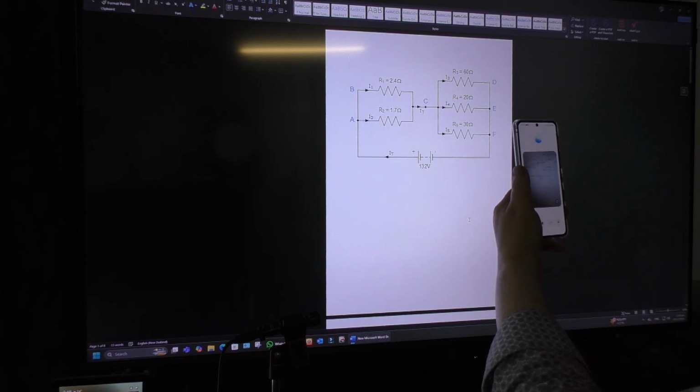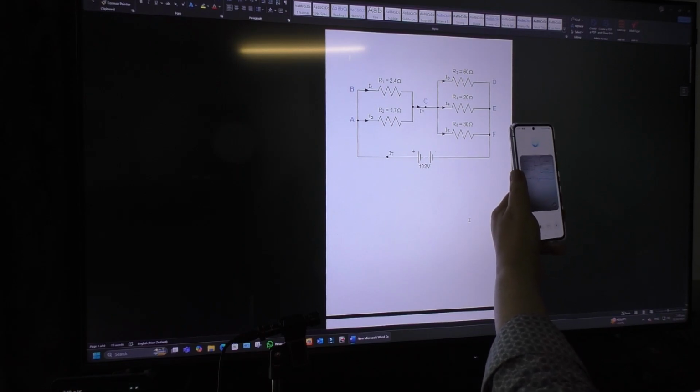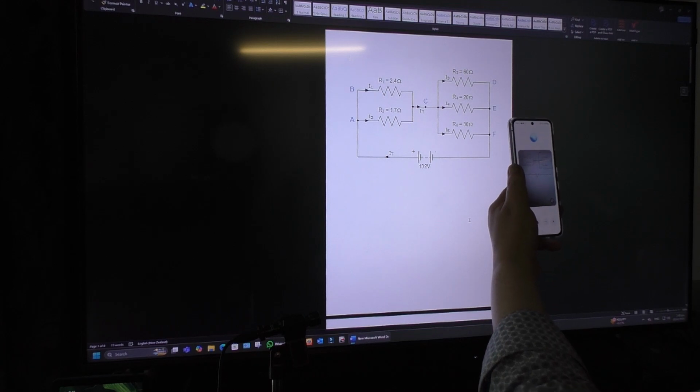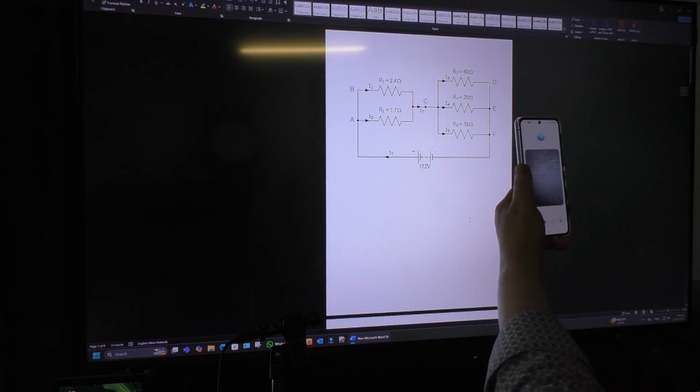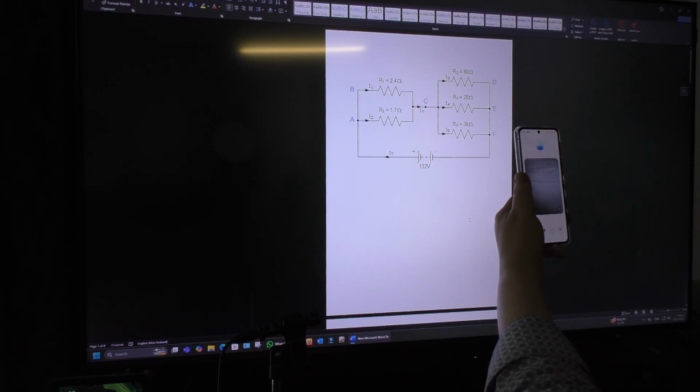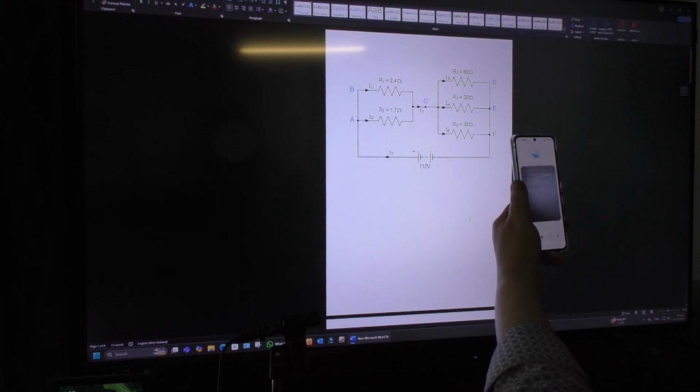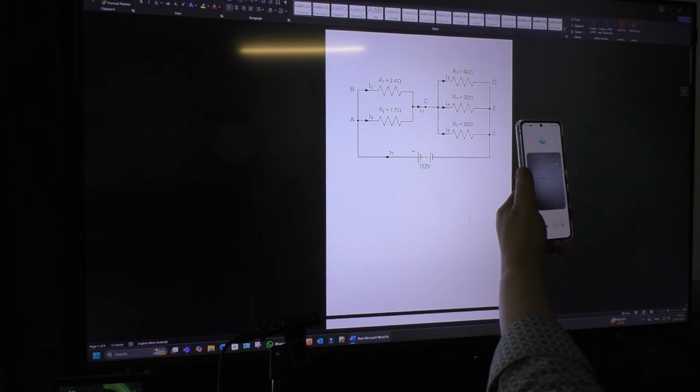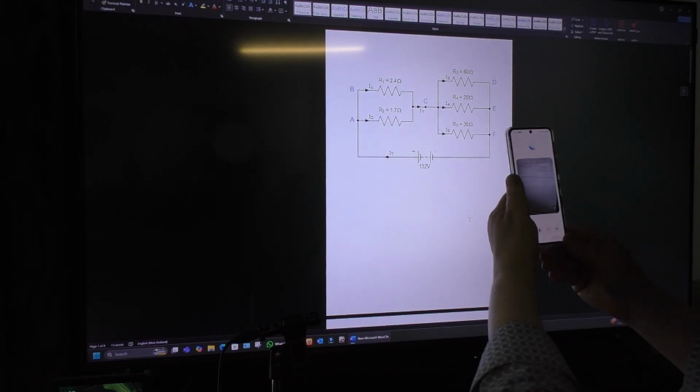Ah, good. So tell me then what the current IT is through the circuit. To find the total current IT, we combine the two equivalent resistances, R12 and R345. Our total is R12 plus R345, approximately 11 ohms. Using Ohm's law with a voltage of 132 volts, 132 volts over 11 ohms equals 12 amps. So the total current IT is 12 amps. Good. Excellent.